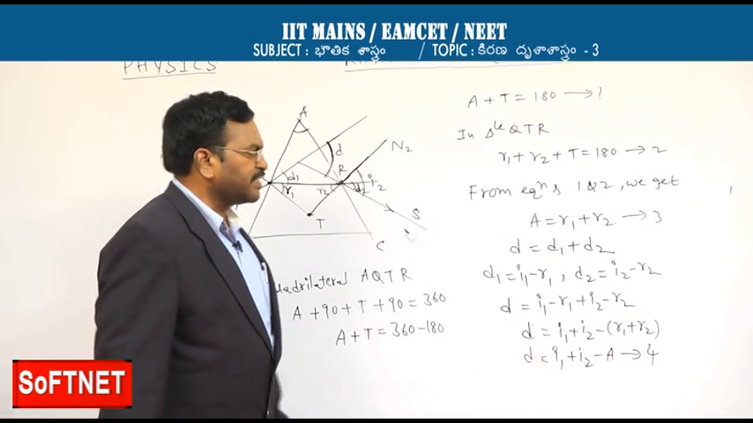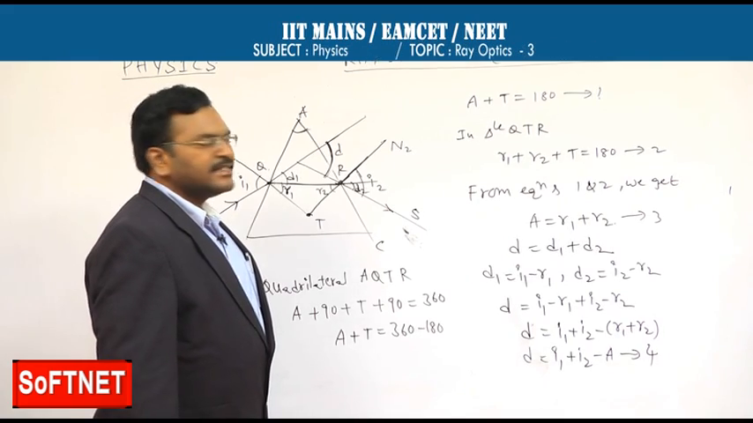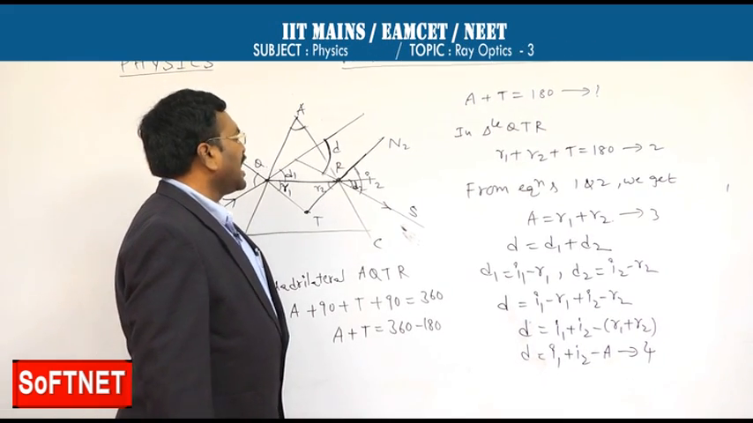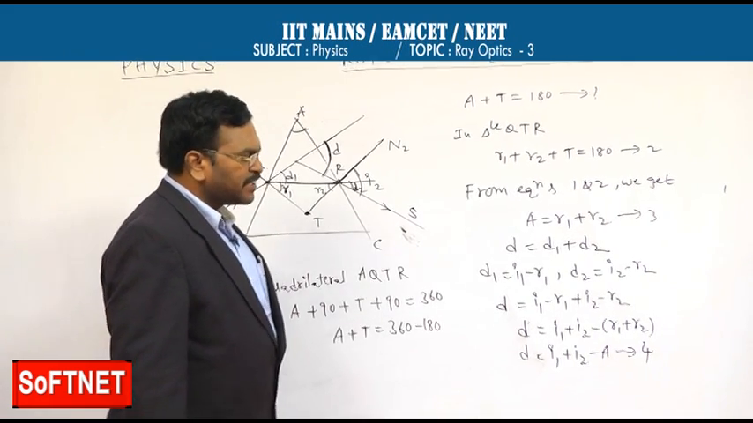I1 plus I2 minus A. So you remember, now A is equal to what? Angle of prism. Angle of prism A is equal to R1 plus R2. D is equal to I1 plus I2 minus A.